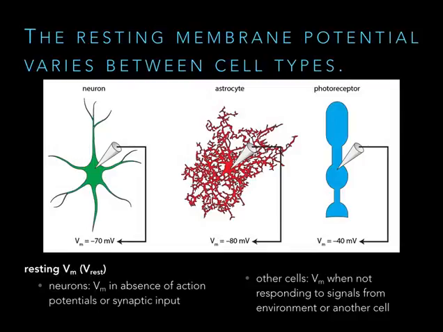Now we're going to give you -70 as the textbook value for neurons, but other cells are going to have a resting membrane potential as well, and different cell types can have different resting membrane potentials. Those astrocytes, those glial cells that we discussed in Lecture 1, those tend to rest more hyperpolarized than neurons, so they're usually around -80, but it totally depends on the astrocyte. Some actually rest around -60. And the photoreceptors in our eyes that pick up light, those rest around -40. So different cells will have different resting membrane potentials, and as we are about to find out, that's because of differences in their membrane permeabilities.